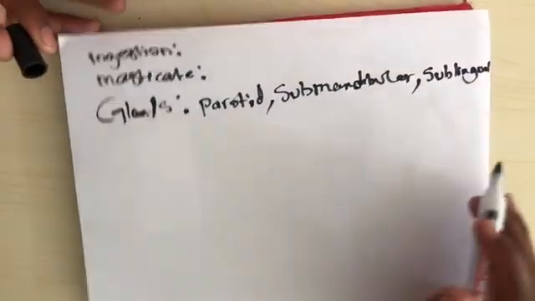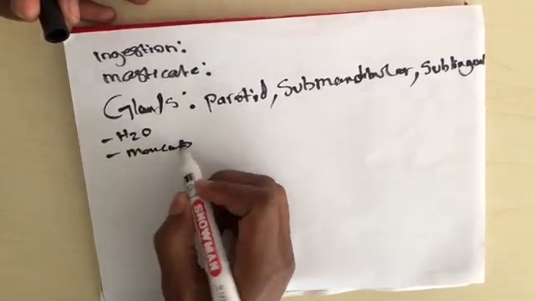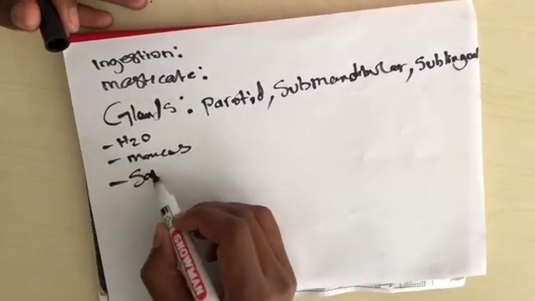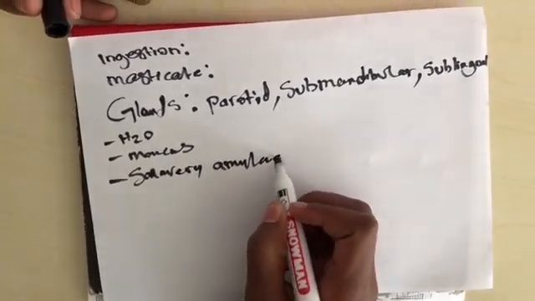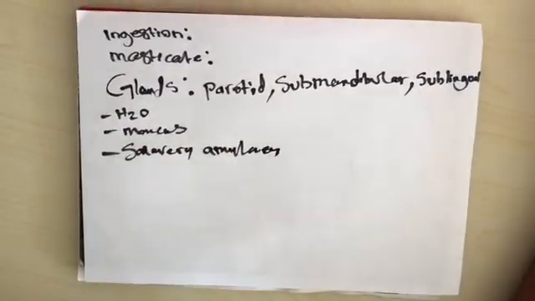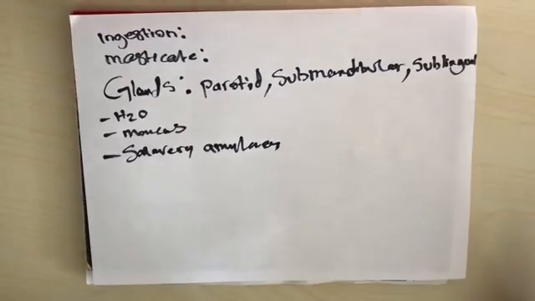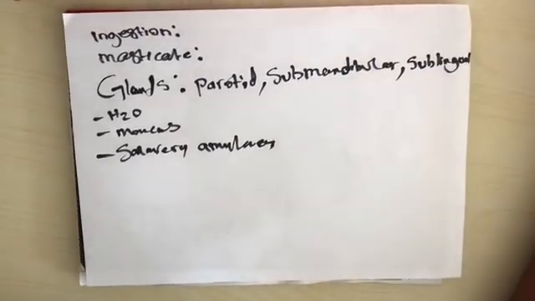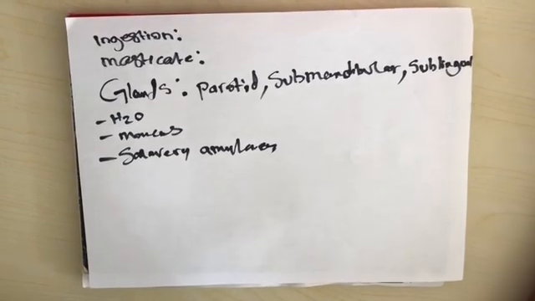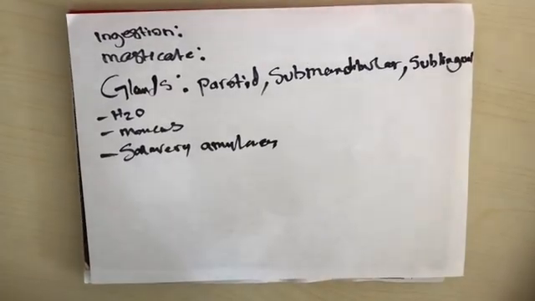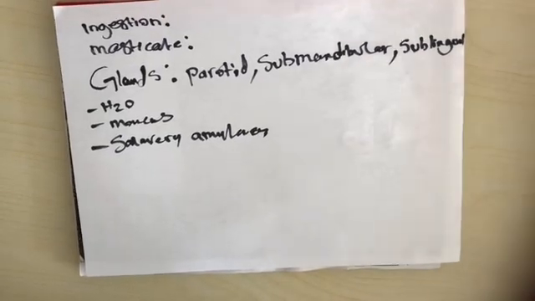In saliva, you'll find H2O, which is water, mucus, and salivary amylase. The function of water is to maintain the temperature. When you eat something hot, the water will reduce the hotness. If you eat something very cold, the water is going to warm it up a little bit, to maintain the temperature and make sure that the environment in your mouth is alkaline.